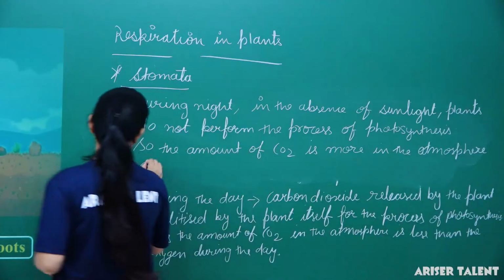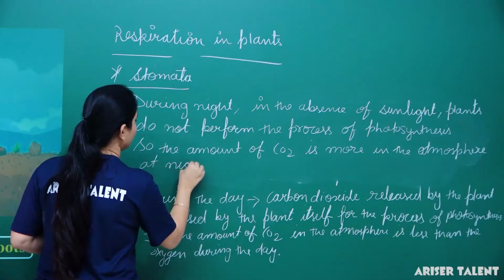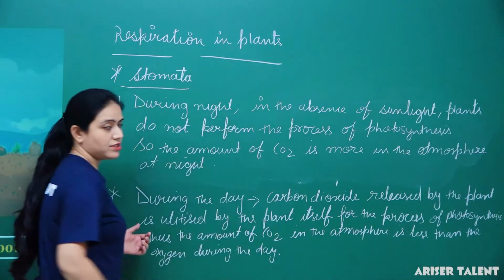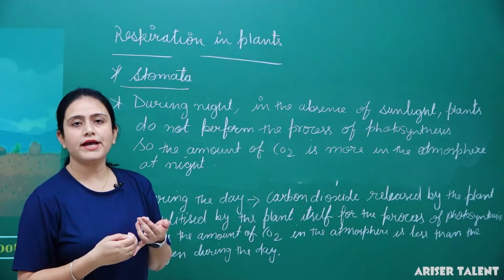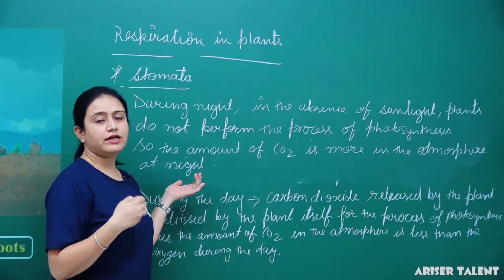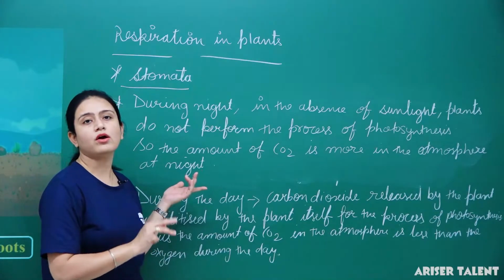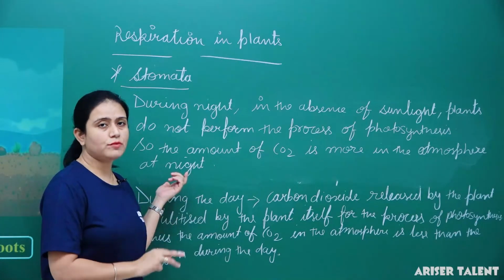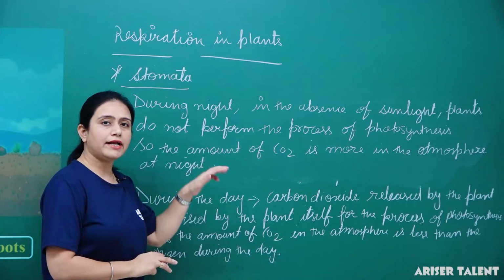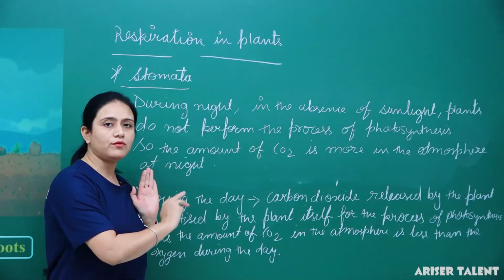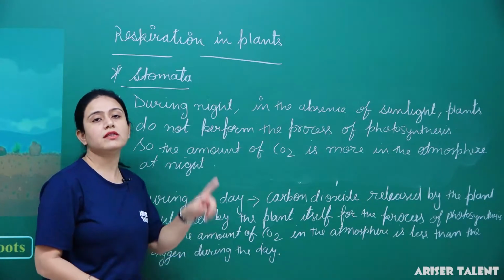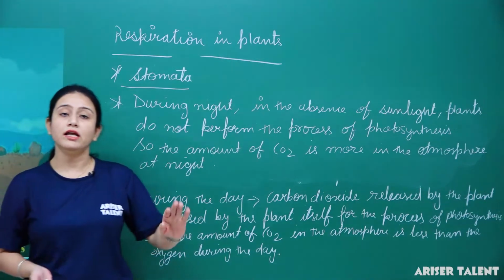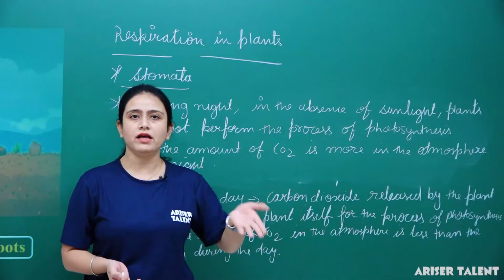At night, only one process is taking place, that is respiration, which means oxygen is utilized by the plant and it is releasing carbon dioxide which is not utilized, because it is not performing photosynthesis. At that time the plant will release that carbon dioxide into the atmosphere itself. This is the reason that the amount of carbon dioxide increases in the atmosphere at night.